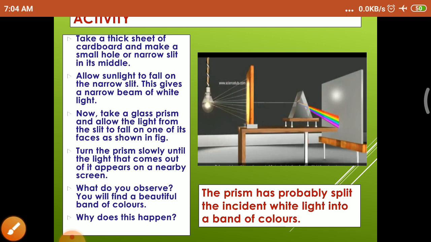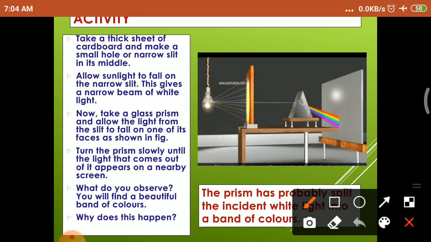Now take a glass prism and allow light from the slit to fall on one face. So here the light falls on one side of the prism. Turn the prism slowly until the light that comes out appears on a nearby screen. So you have to rotate the prism until the colors form on the screen. Now what do you observe? You will find a beautiful band of colors.